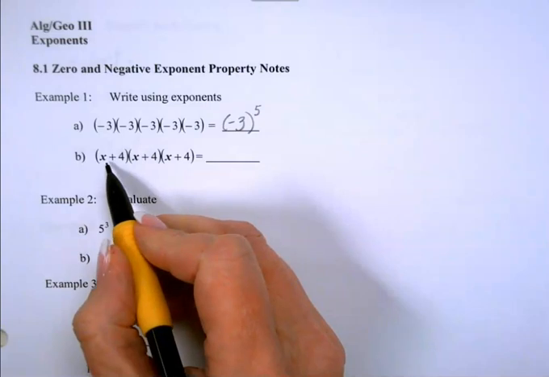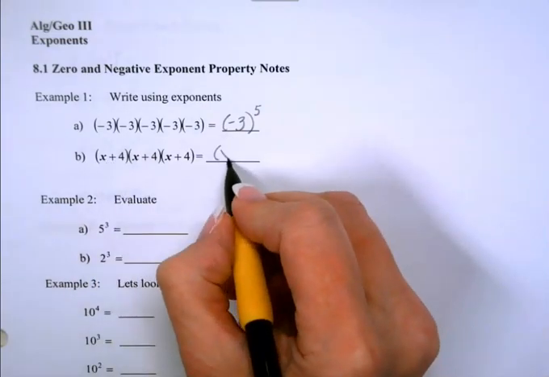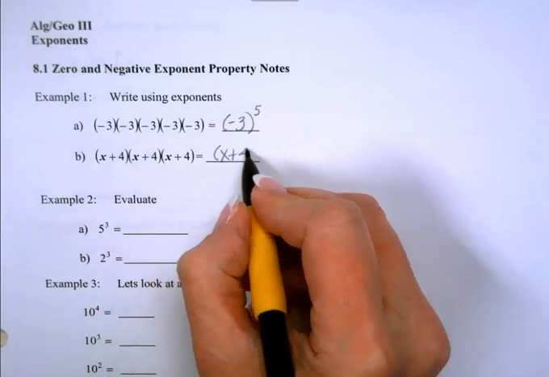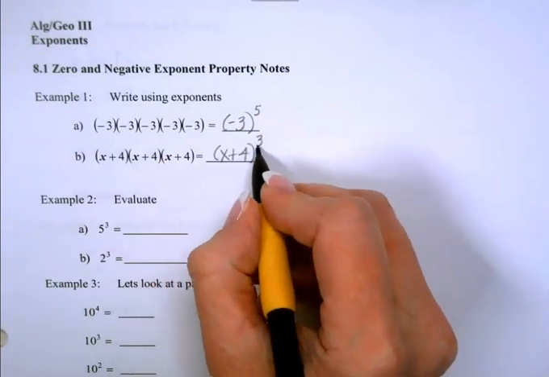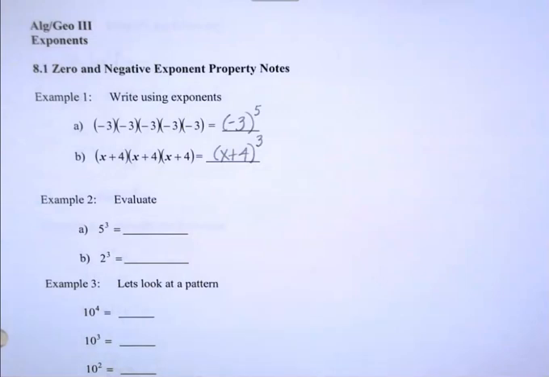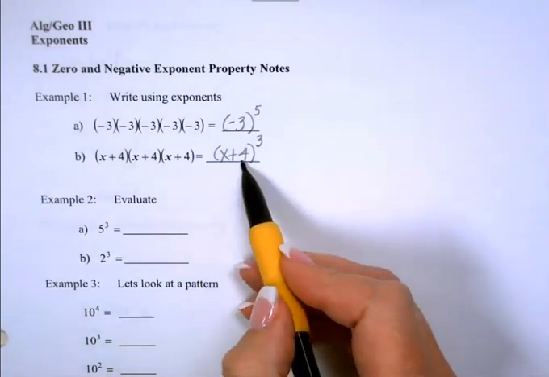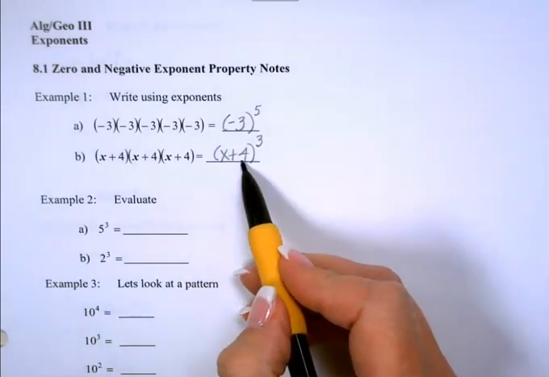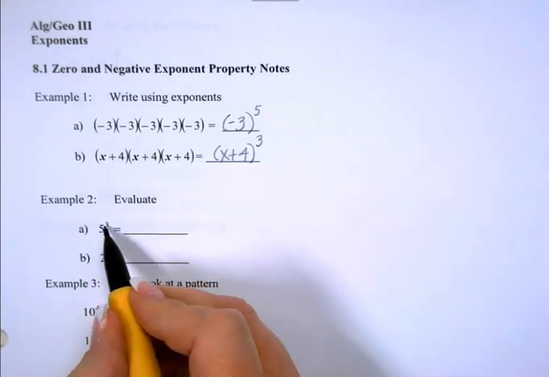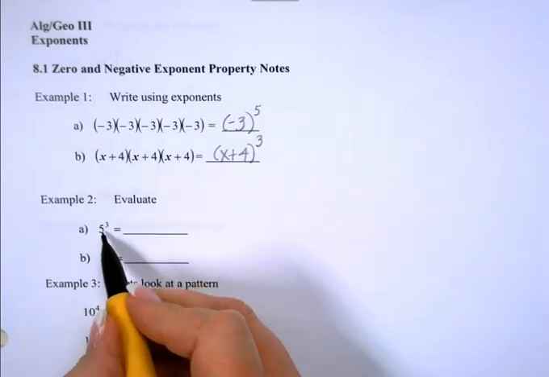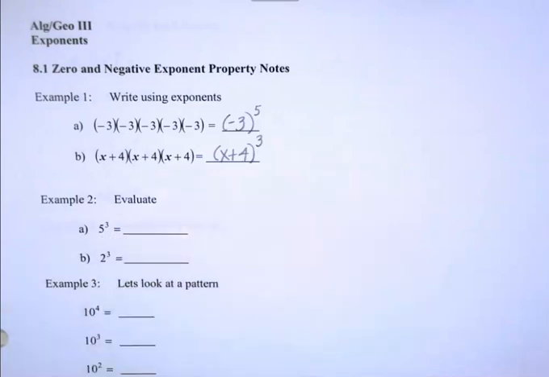In the next example, I have x plus 4 written down 3 times. So instead of writing it down 3 times, I can just use an exponent, and that means I have 3 x plus 4s multiplied together. On the next one, I could do 5 times 5 times 5 because I have 3 5s multiplied together.